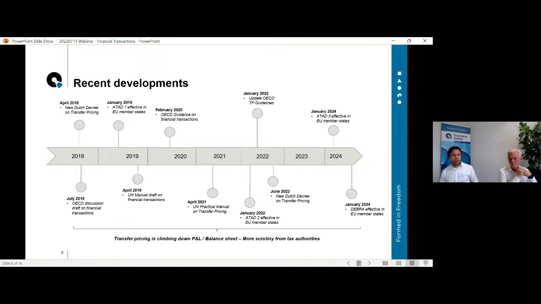In addition, we also have ATAD 1, 2 and 3. So those are also three developments, with ATAD 3 being the most recent one, and the effective date most likely being in 2024, considering substance and avoiding shell companies and battling shell companies.